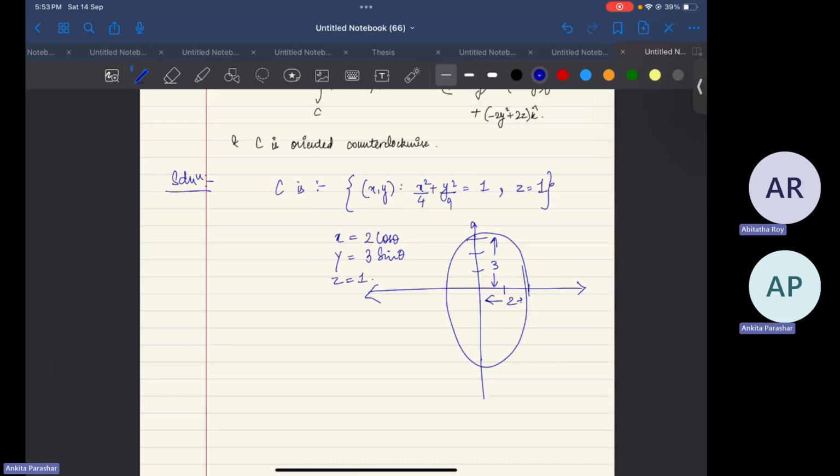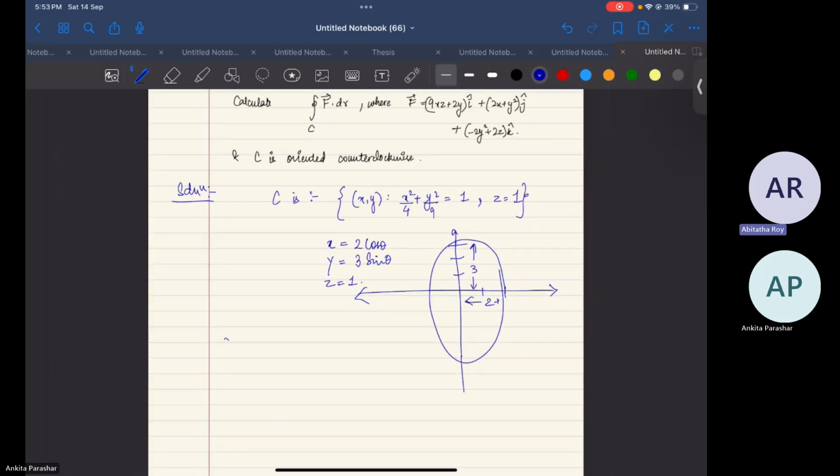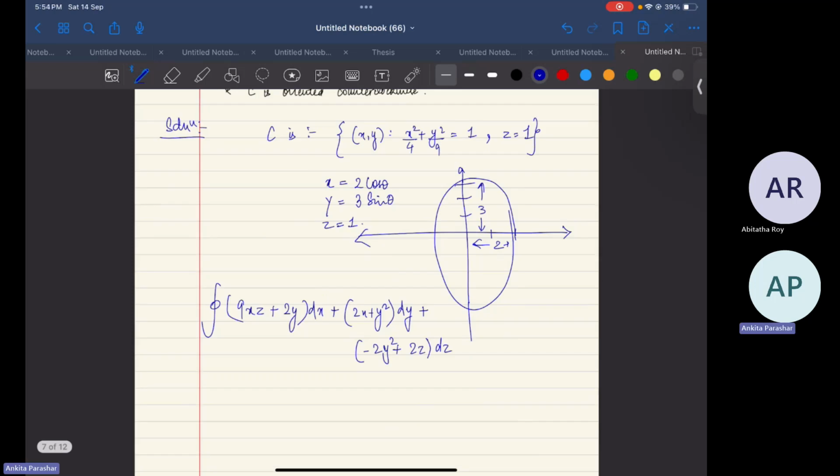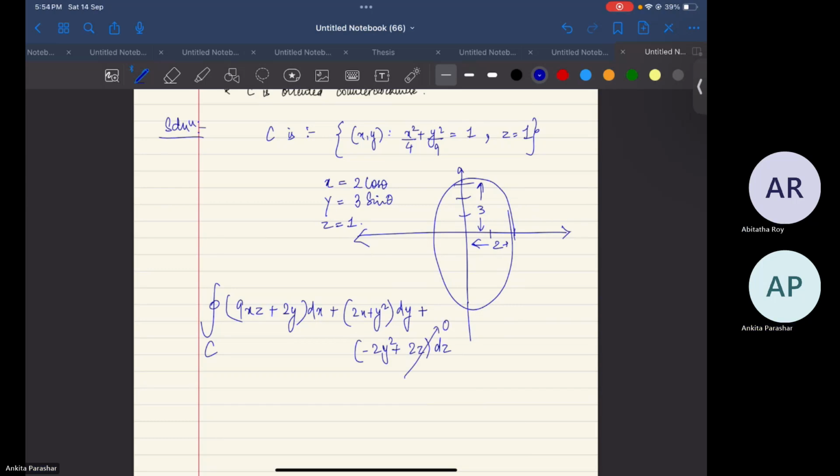One thing you can directly do is write f over the curve C: (9xz plus 2y) dx plus (2x plus y square) dy plus (minus 2y square plus 2z) dz. So clearly this part goes away because your z is constant. Is that okay?